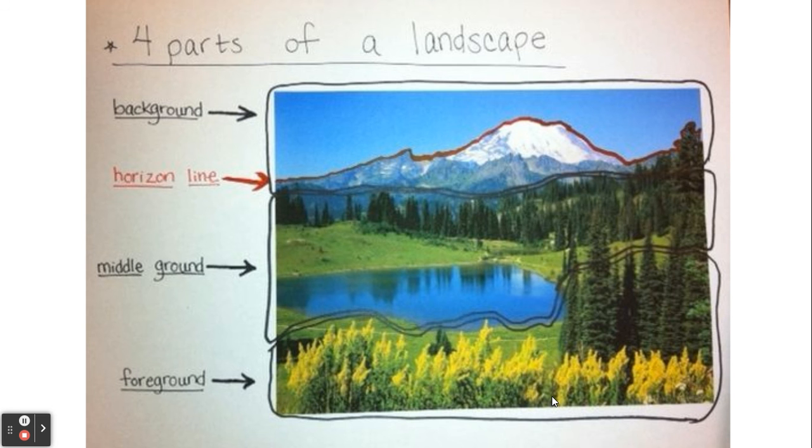So if we break this landscape down in different parts, things that are lowest on the page, foreground; things that are in the middle of the page, middle ground; things that are in the background are highest on the page. And the line that separates the ground from the sky is the horizon line.